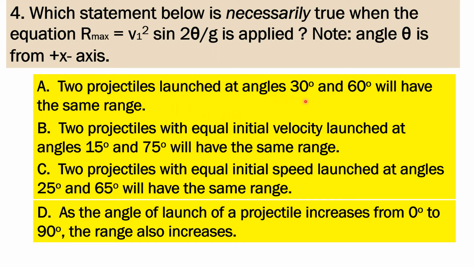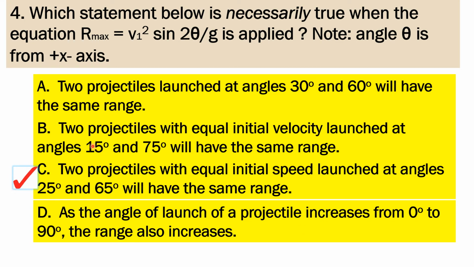That's in letter A. The two angles mentioned are 30 degrees and 60 degrees. So it says two projectiles launched at angles 30 and 60 will have the same range. That's the way it is stated. No mention about the initial speed. It just mentioned the angles 30 and 60. You know what the best answer is? The best answer here is actually option letter C. Now you start to wonder why.